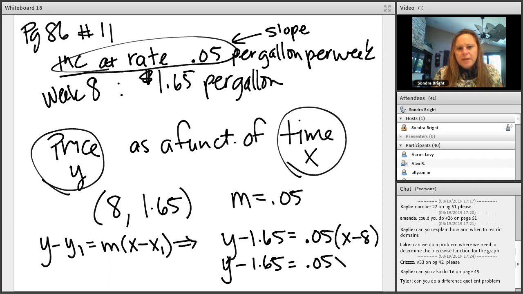All right, so y, you're going to just simplify this. You'll get a 0.05x and then an 8 times 0.05. Is that 4? No, it's 0.4. And then we'll add, y equals 0.05x plus 2.05. I guess I would do that.